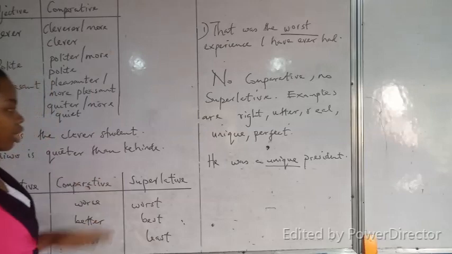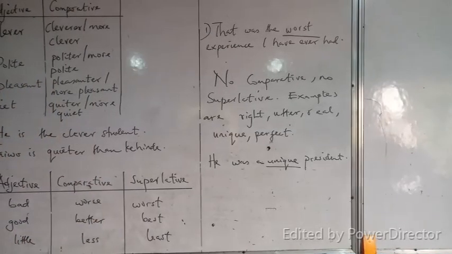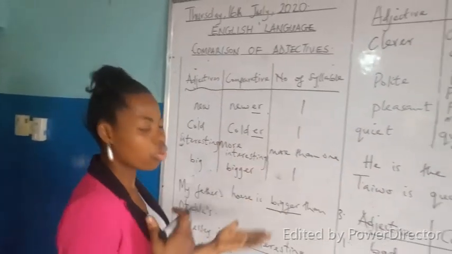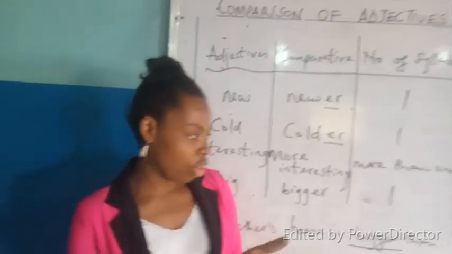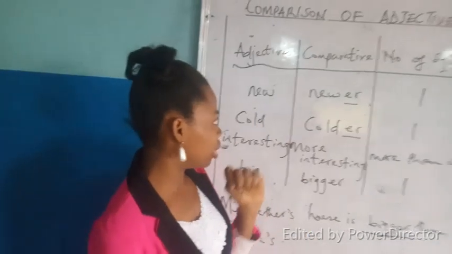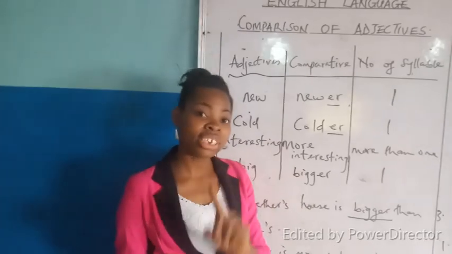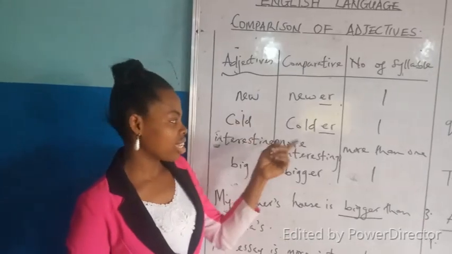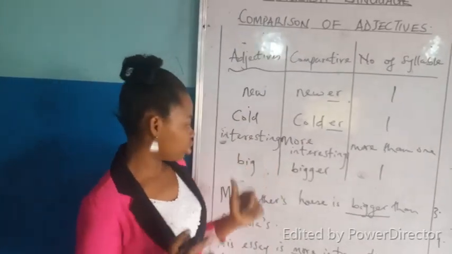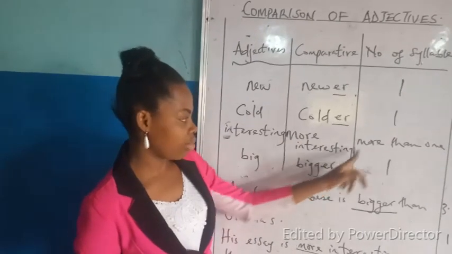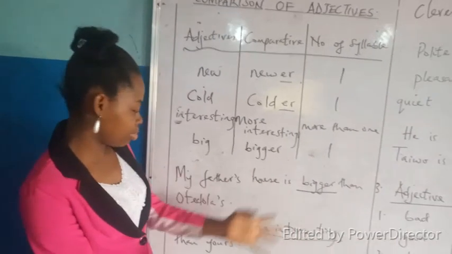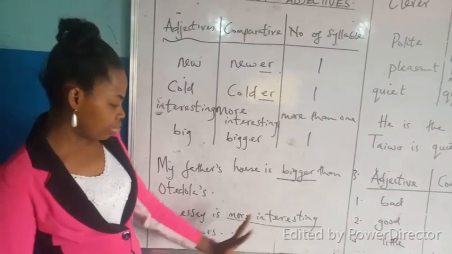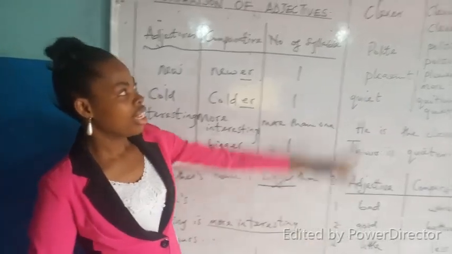I just want to do a quick recap of what I have taught us today. Comparison of adjectives has to do with comparing one quality of an adjective with another. The first one we looked at was adjectives with one syllable. Those take er, and those that have two syllables take more. And then these are examples here. My father's house is bigger than Mr. Dollars'. His essay is more interesting than yours.